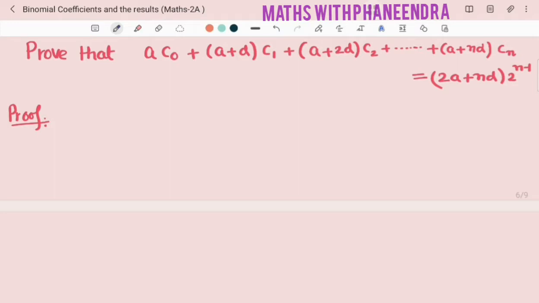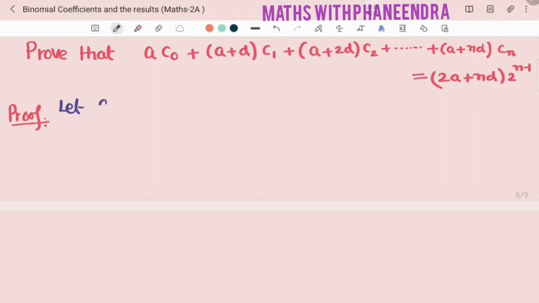So first one, prove that a C0 plus (a plus d) C1 plus (a plus 2d) C2 plus and so on plus (a plus nd) Cn is equal to (2a plus nd) into 2 power n minus 1. So how to prove this? Let us consider the given series as S.